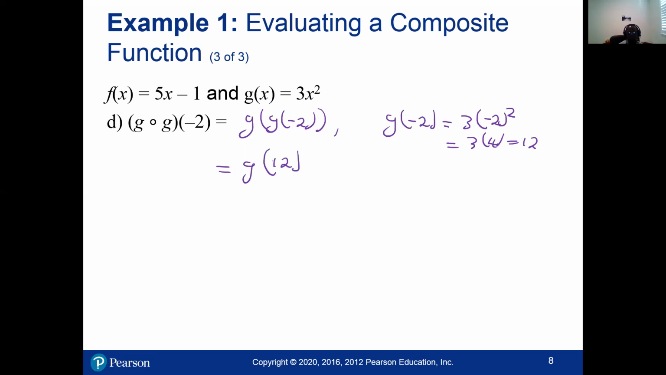So we plug in again into the g. That gives me 12. Evaluate the function g again at 12. So this gives us 3 times 12 squared. And that is 3 times 144. Okay, now 3 times 144 will give us 432. All right. So that is about evaluating composite functions.